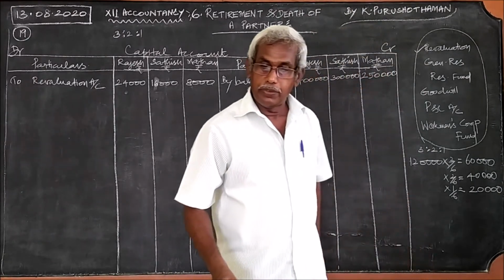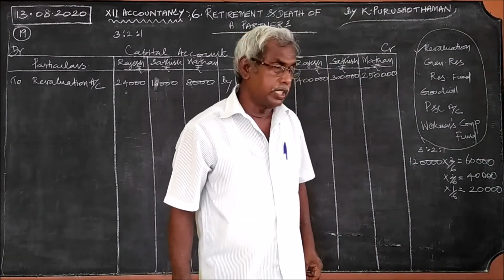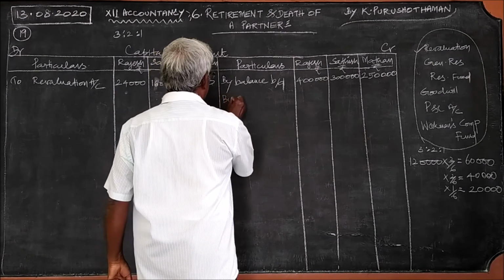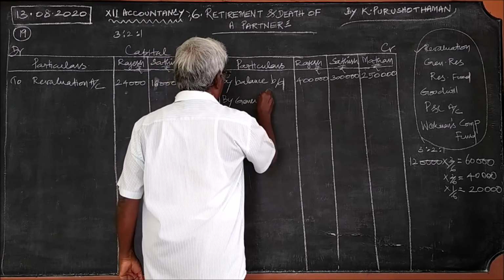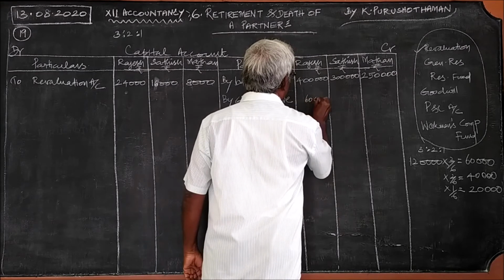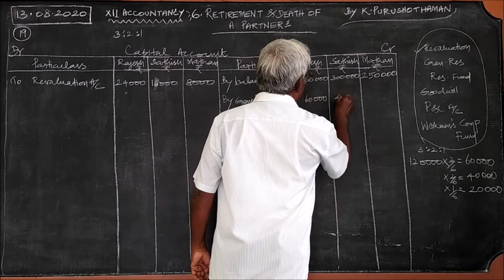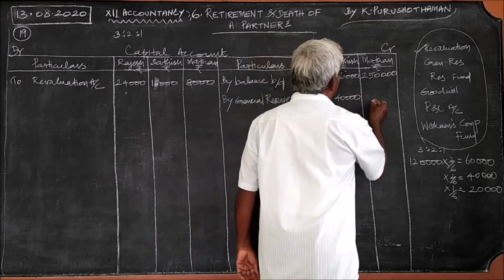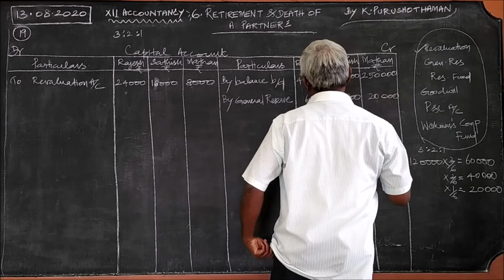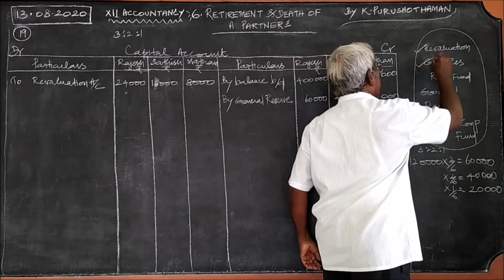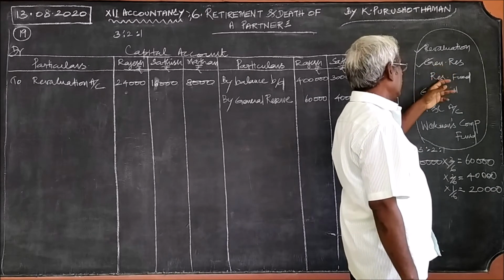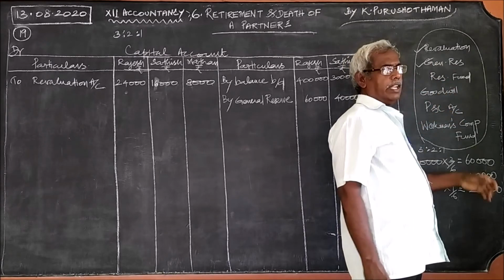What is the amount of general reserve? General reserve 1,20,000. It is divided among the partners in the ratio like this. So, by general reserve, the amount is 60,000, then 40,000, then 20,000. Okay, now general reserve is done. Of these two, only one will appear, either general reserve or reserve fund. Okay, this is over. Then, goodwill we will have to do.